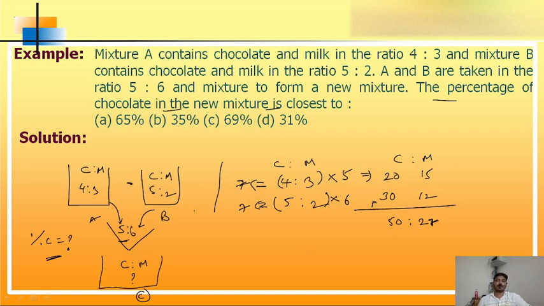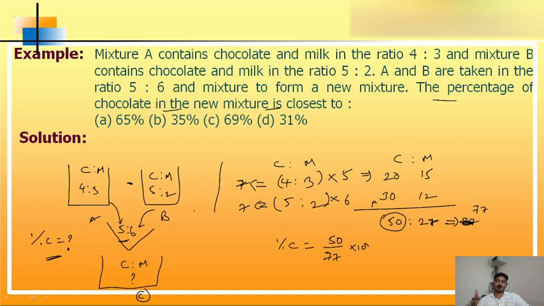So the number of parts present here will be 77. And what he asked in the question is: what is the percentage of chocolate in the new mixture closest to? So we need to find the percentage of chocolate. What is the number of parts of chocolate in the new mixture? It will be 50 parts out of 77 parts.